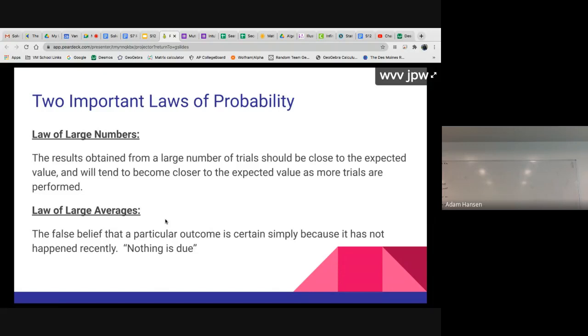The law of large averages is a false belief. It says that some particular outcomes are due because they haven't happened recently. Say you're flipping a coin and you get 5 heads in a row. Does that mean the next flip is more than likely going to be tails because it hasn't happened recently? No, nothing's due. I'm not due to get a tail because I haven't gotten one recently. That doesn't make any sense.